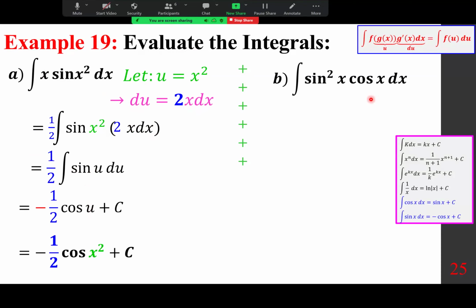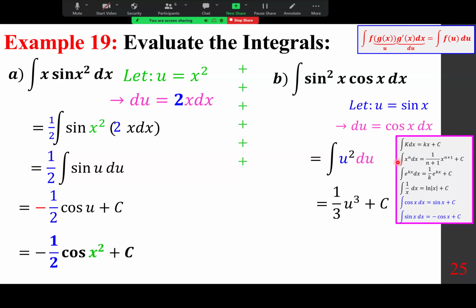Anytime sine and cosine both are there, you choose the one that has the exponent as u, but without the exponent. So therefore, u equals sine x. Its derivative is cosine x, and du is cosine x dx. So you're dealing with u squared du, a simple case of a power rule, 1/3 u cubed and a constant. You replace the u and you're done.